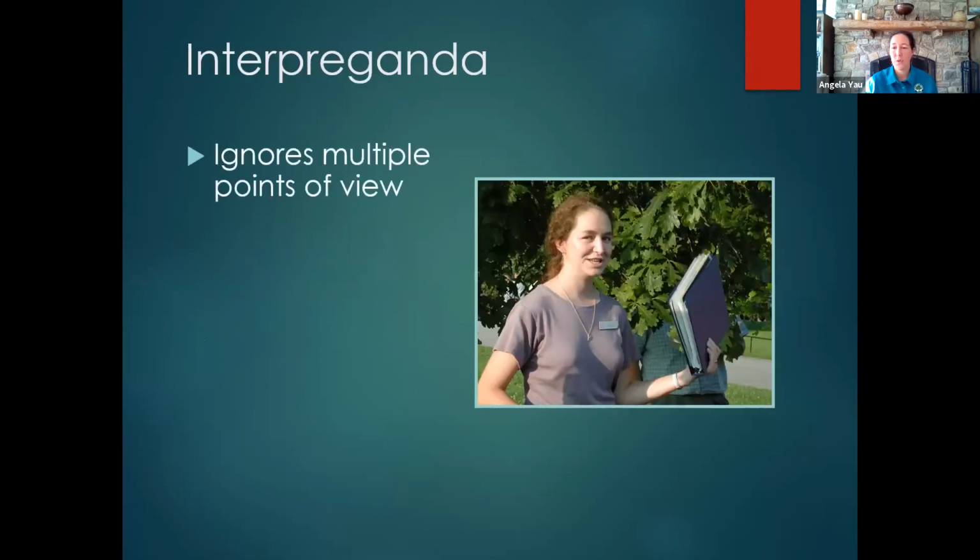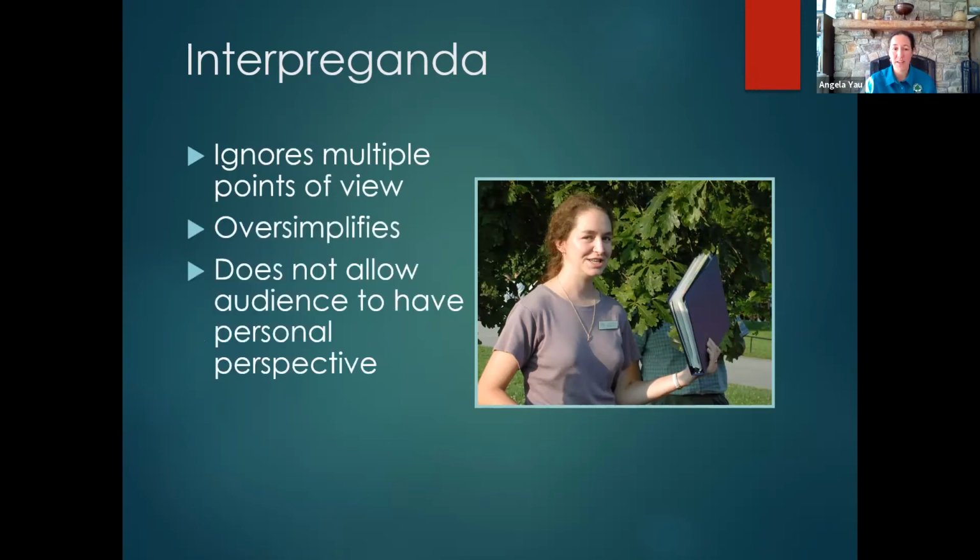So what is interpropaganda? That's when we're ignoring multiple points of view. We might be oversimplifying a topic, and we're not allowing the audience to have personal perspective. So as I said, as we've expanded the definition of interpretation, we're really focusing to help people understand that the audience is central. We want to be inclusive. We want to be inclusive of all stories and of all members of our audience, that we're helping them move from their place of understanding, possibly into a new place of understanding. But it has to be done with baby steps. Okay, it takes a little bit at a time.